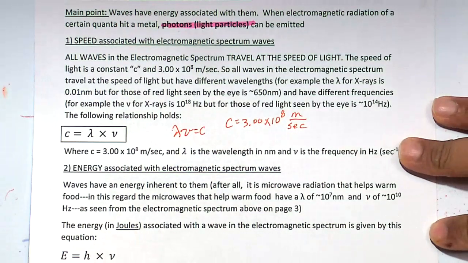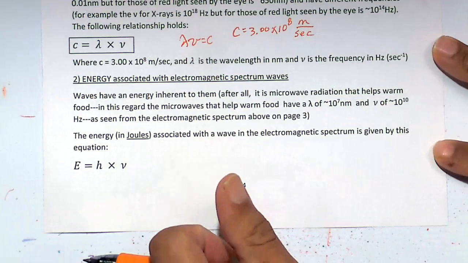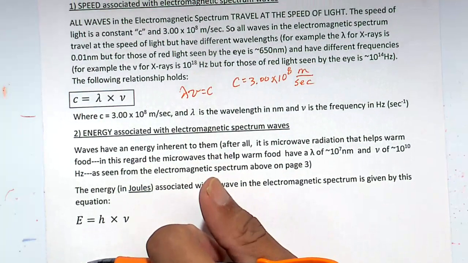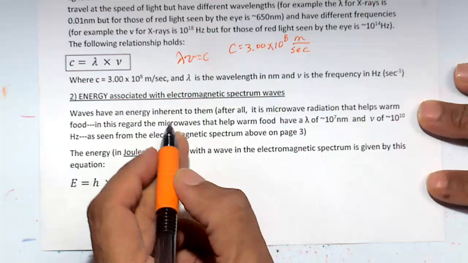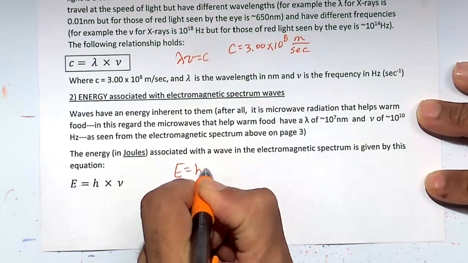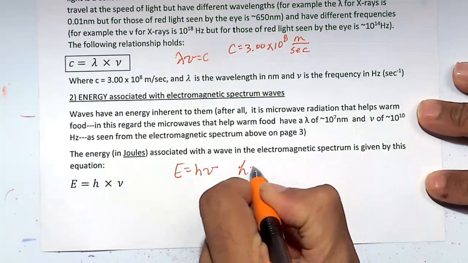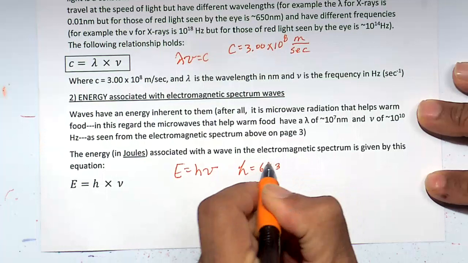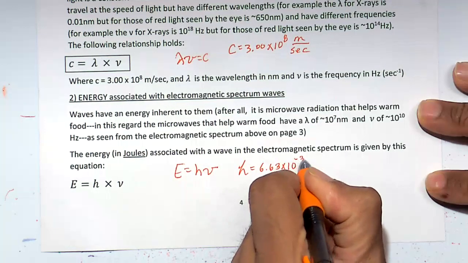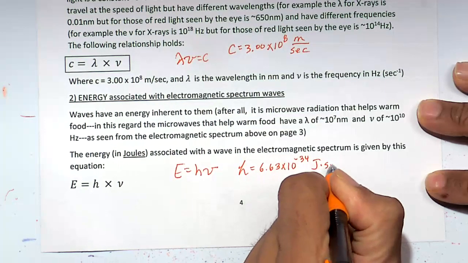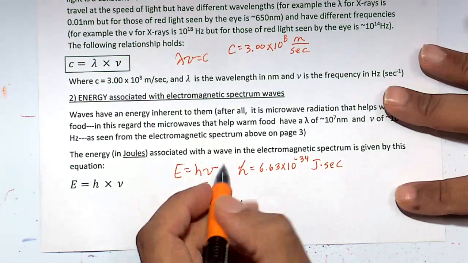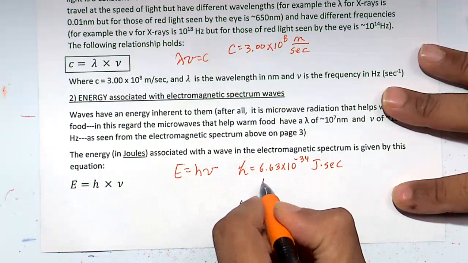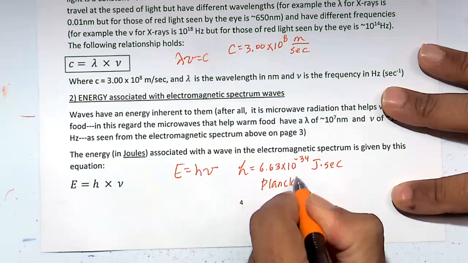And then there's an energy associated with this electromagnetic radiation. Definitely, if you get an x-ray done in the dentist's office or doctor's office, you'll feel that energy. And that's E equals hν. h is Planck's constant, and it is 6.63 times 10 to the minus 34 joule seconds. I'll give you that on the exam. You do not need to memorize any constants here.